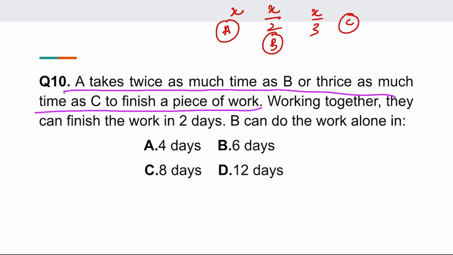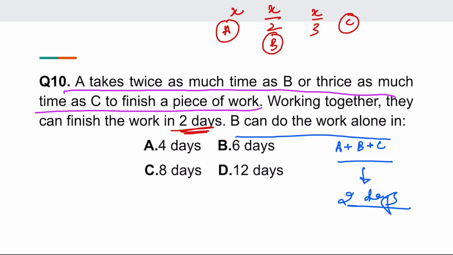Alright. Working together, they can finish the work in 2 days. So if they work together, that is, all three are very good friends, and if A plus B plus C work together, they can finish the work in how many days? In 2 days. So B can do the work alone in... Now what they are saying is, A can take X days to finish a work, B can take X by 2 and C can take X by 3. If they work together, they can take 2 days in totality to finish the work. So how many days will B take to do the work alone?